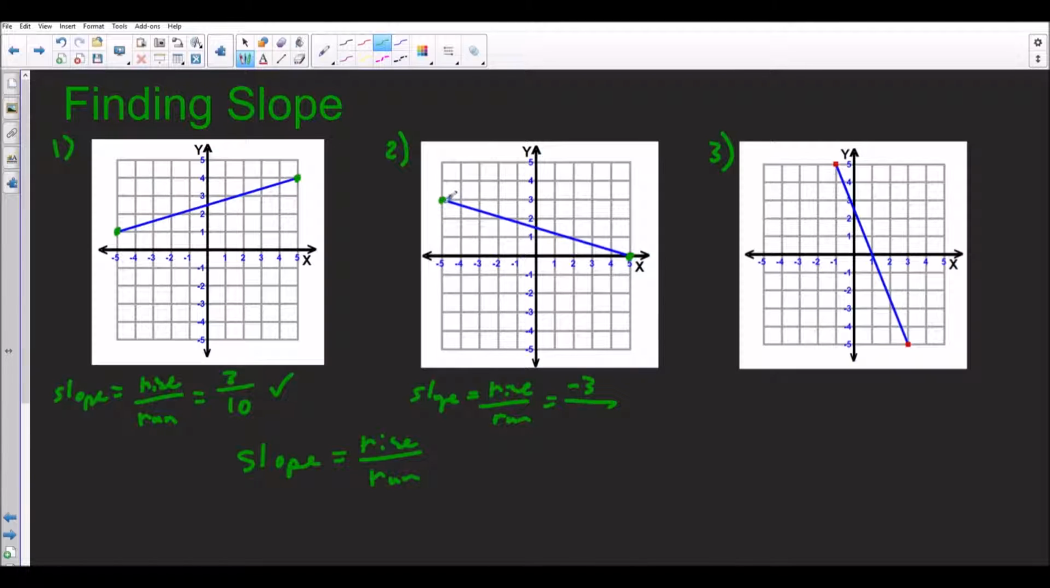Now our run is the same as the previous question. From this point to this point, it goes over 1, 2, 3, 4, 5, 6, 7, 8, 9, 10. So our slope is going to be -3 over 10.